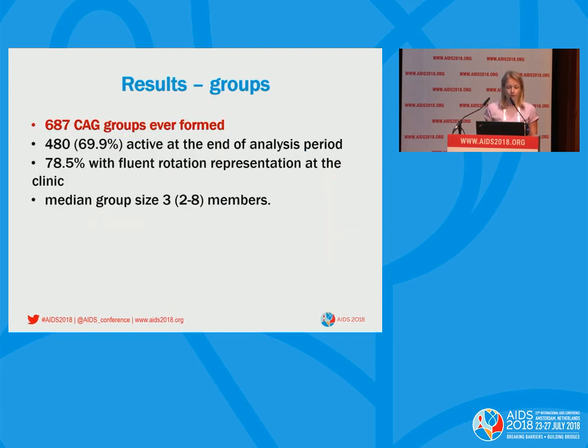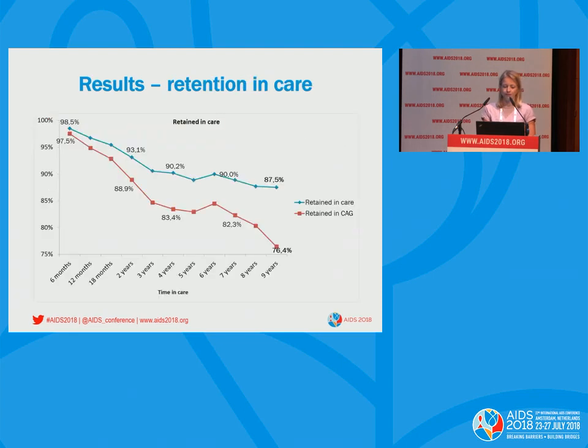As I already said, we were only able to analyze the group rotation among active groups at the end of the analysis period. Among them, 78.5% had a fluent rotation representation at the clinic, meaning that the group was rotating as described before, with a new member coming every month, not just some members staying at home while the others go for them. Median group size was 3 people, but the groups varied from 2 members to 8 members.